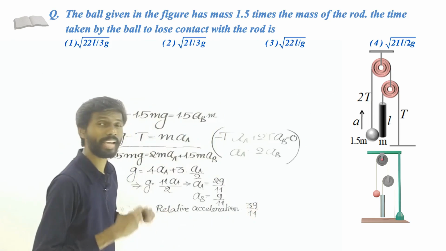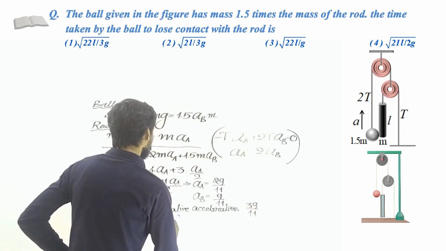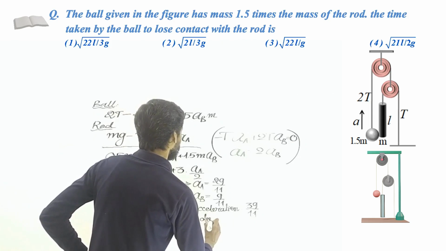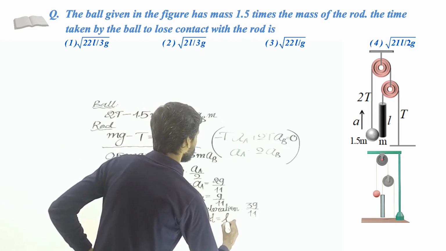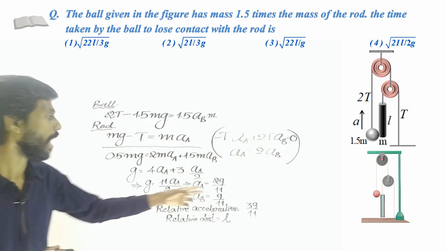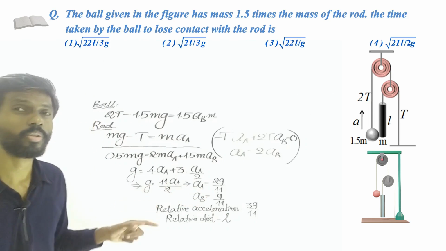This is the relative acceleration, but what we need is the distance. So that is only the relative distance. So the relative distance to be covered, that is L. Okay, L is the relative distance. Now the distance is known and also the acceleration is known. So we have to find the time.